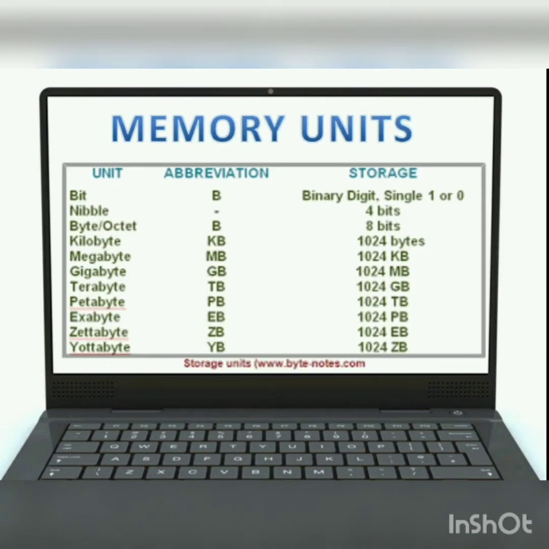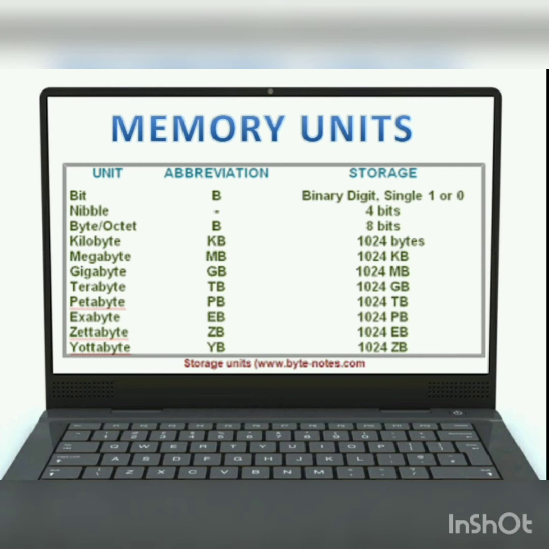Now kids, come to the next topic, that is memory units. The basic unit of measurement of data storage is the bit, that is B-I-T, bit or binary digit. The storage capacity is expressed in terms of byte, B-Y-T-E, byte. And this is the chart of various memory units. It is very, very important for you. You need to write it down in your class copy and learn it. Okay, so let's get started.